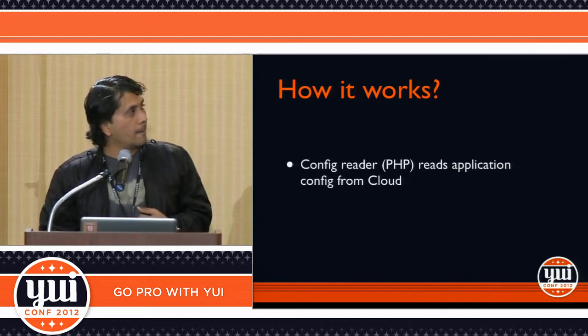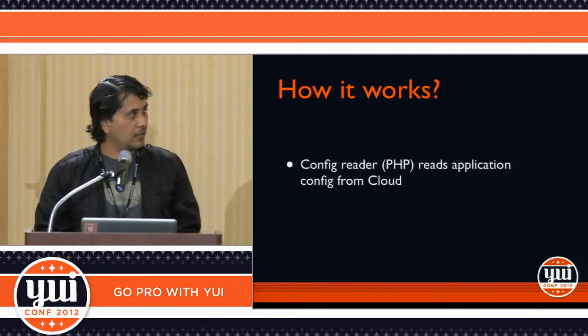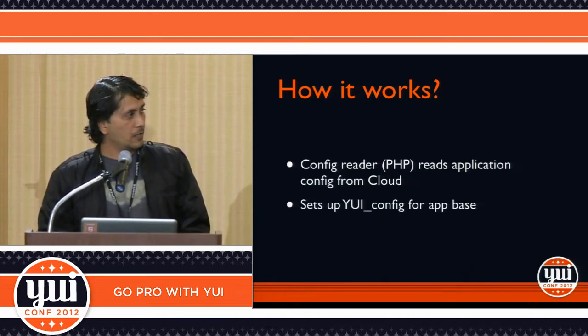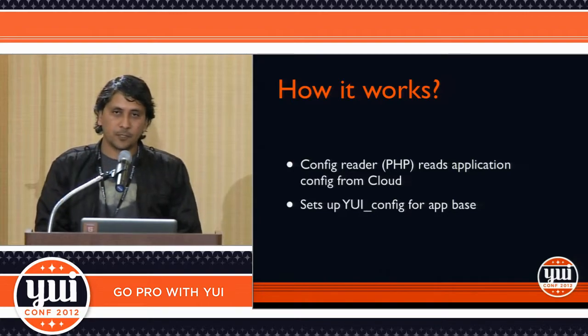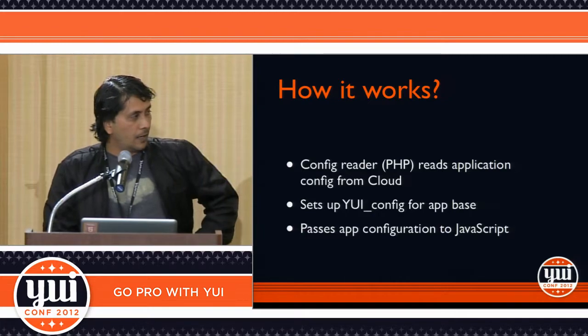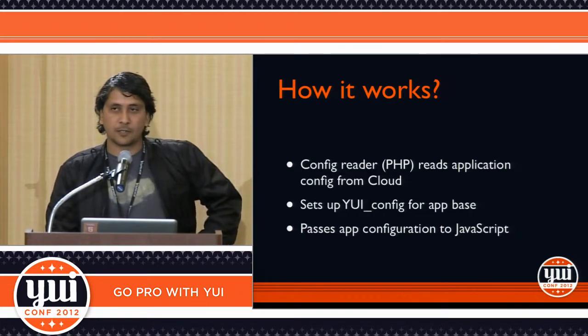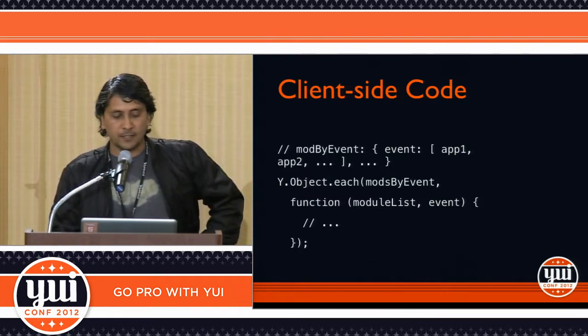So as I said, just reiterating, the config reader just reads the application config from the cloud, sets up a nice YUI config for the app base because they live outside of Mail. Mail uses its own YUI config, and passes these app configs to the JavaScript. And here's how the client-side code looks like.